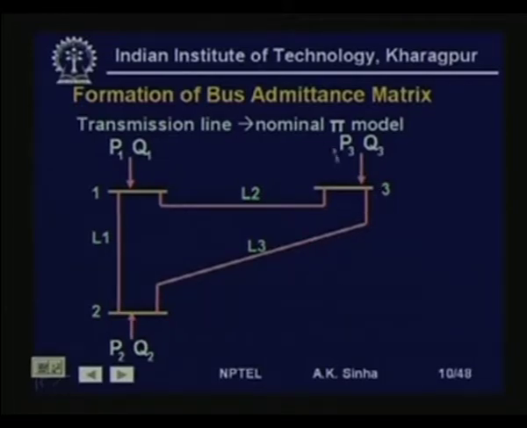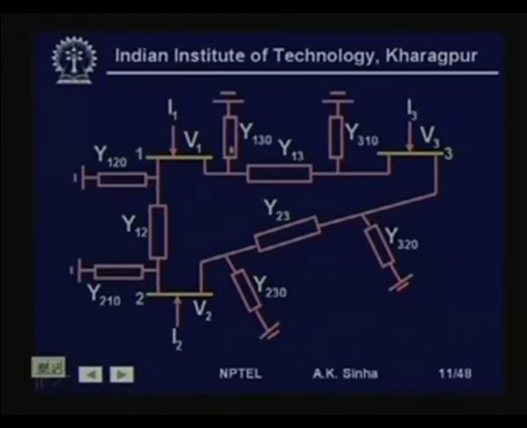Now, for this system, these transmission lines, as we have seen earlier, are modeled as nominal pi model. So, if we do that, then for each line we have a nominal pi model associated with it, where these elements y 230 and y 320 are basically the half line charging susceptances associated with the line 2 3. The same thing for the other lines.